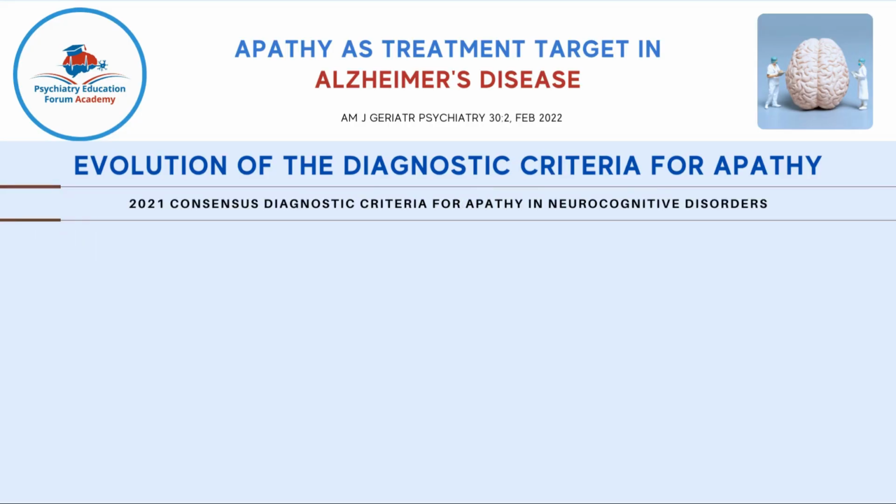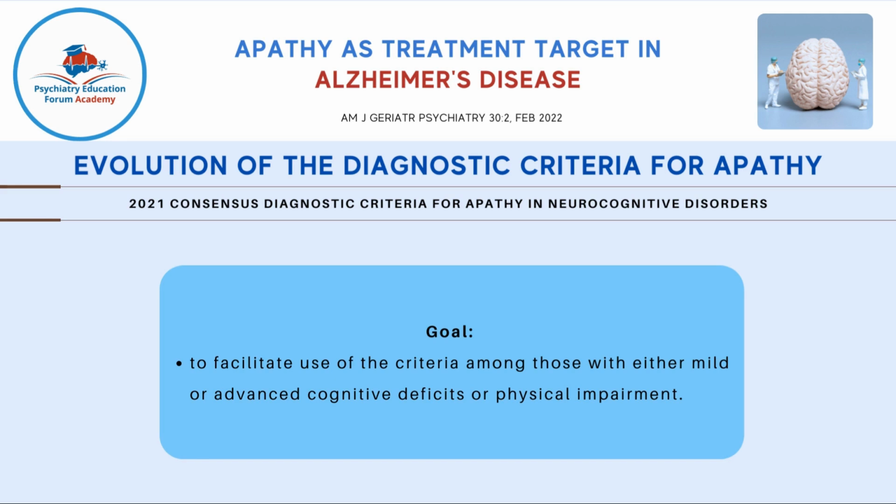The most recent one was published in 2021, and this is the consensus diagnostic criteria for apathy in neurocognitive disorders. The main goal behind developing this 2021 criteria was to facilitate use of the criteria mainly among those with either mild or advanced cognitive deficit or physical impairment. So let's go over this criteria briefly now. I just mentioned the goal behind this criteria.